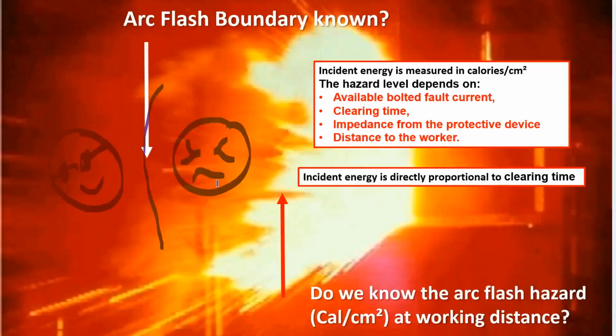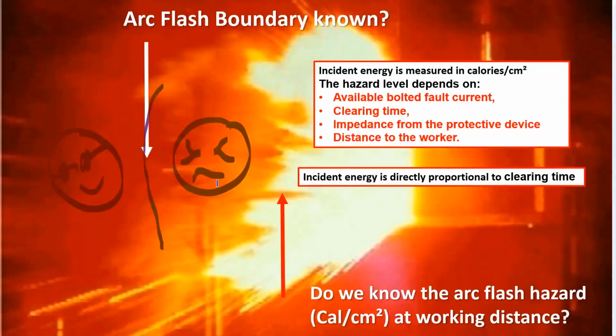And then the clearing time. What is the clearing time from the device that's protecting your work area? And that, of course, depends on the time current curve of the protective device that you're dealing with. So incident energy levels are directly proportional to clearing time, because the longer the time it takes to clear, the more and further out the arc flash will go. And so that's an important part of a risk assessment that a qualified worker needs to understand before he gets started on this. Now, hopefully there's been a study, so all that's been done for him, and he can look at the label and determine what his PPE is based on the information on the label.